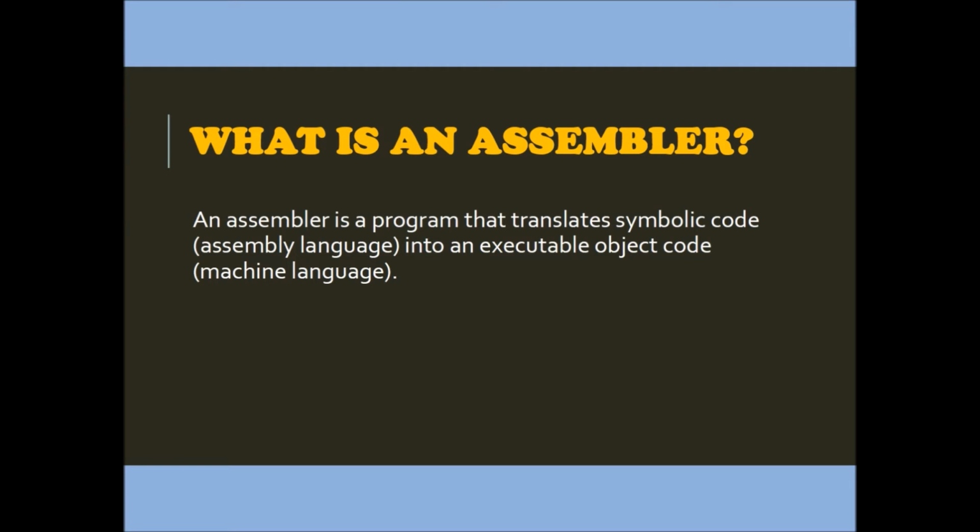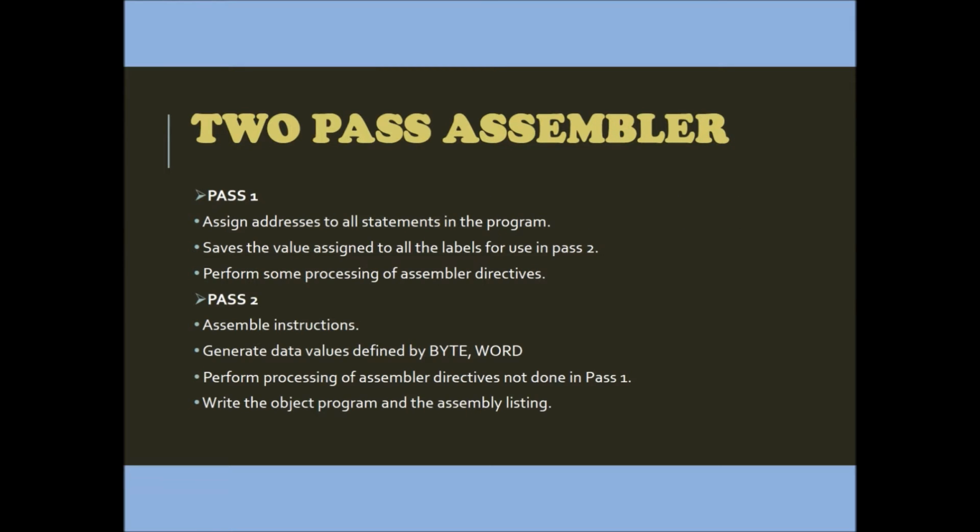Now, in order to design an assembler, we should know what an assembler is and what it does. An assembler is a program that translates symbolic code into an executable object code. A two-pass assembler performs the above action in 2 passes. In the first pass, it assigns addresses to all statements in the assembly program. Also, it saves the addresses assigned to labels for reference in pass 2. In the second pass, it assembles instructions, generates data values, and writes the object program.